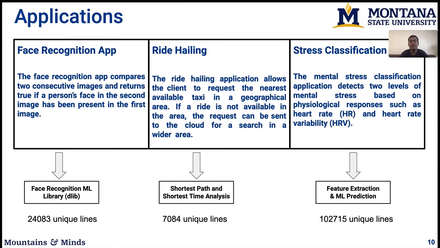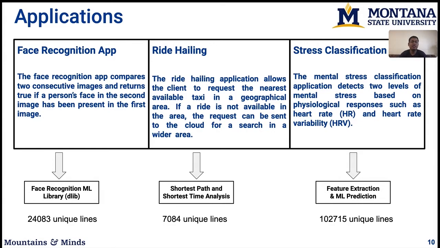We also have a ride-hailing application, which is like Uber, where the client can request a nearby taxi in a geographical location. For this, we use the shortest path algorithm and shortest time analysis algorithm. We use a real data set, New York taxi data, with real driver and client locations, and we analyze based on the data points and availability.